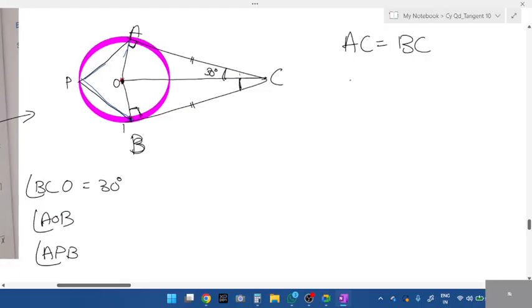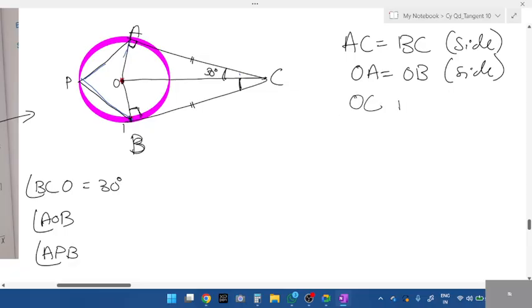If tangents are equal, whatever statement I showed you all, you have to prove that. You have to write side AC is equal to BC. Then, what are the two radius here? OA is equal to OB. It's a side. Then, which is a common side for both the triangles? OC is common. OC is equal to OC, common side. So they are congruent under side, side and side.